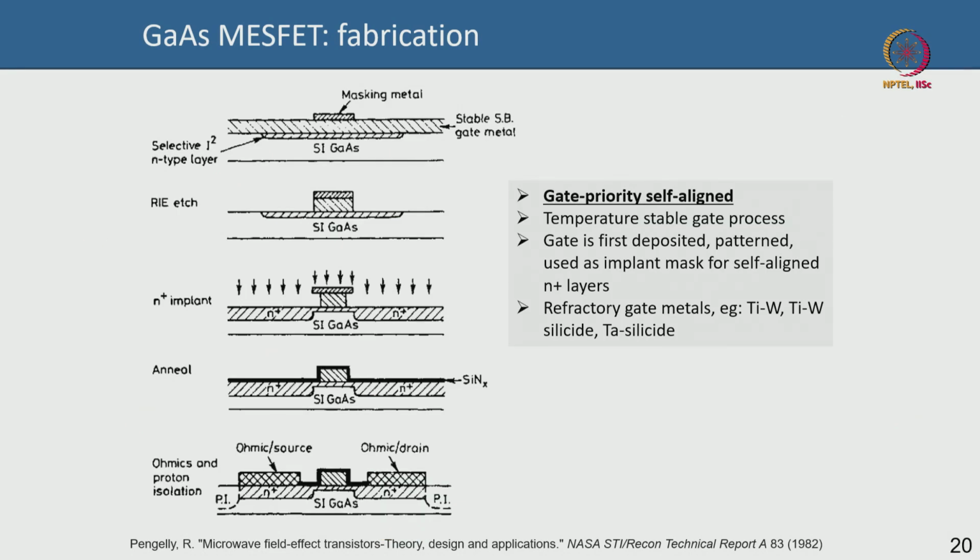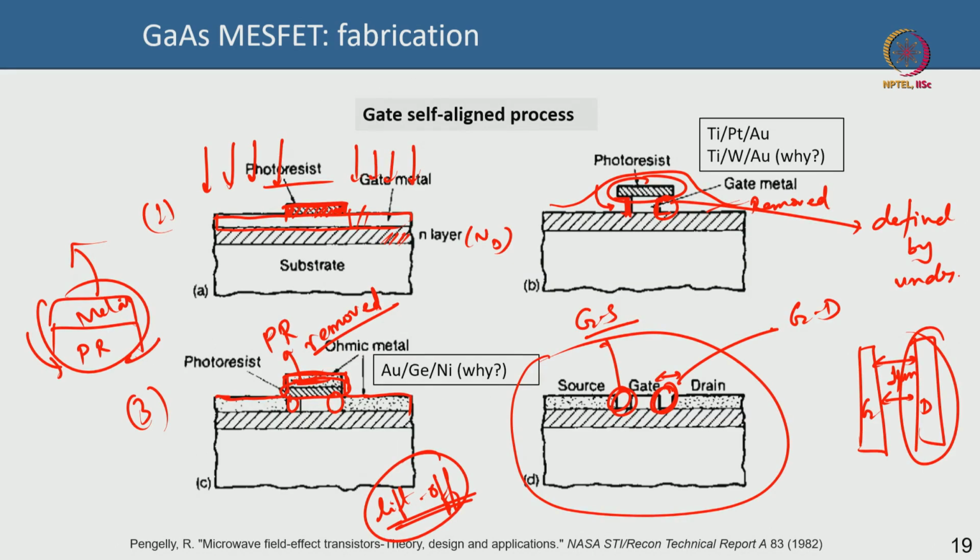Now, there is a gate priority self-align, and then there is an ohmic priority self-align. What does it mean? A gate priority self-align means that the gate stack will come first, just like I have discussed here. This was just a general schematic, but this also is a representation of the gate first process, or gate priority process, which means the gate metal will come first, and then you are protecting the layer, etc. The source drain metal comes later on.